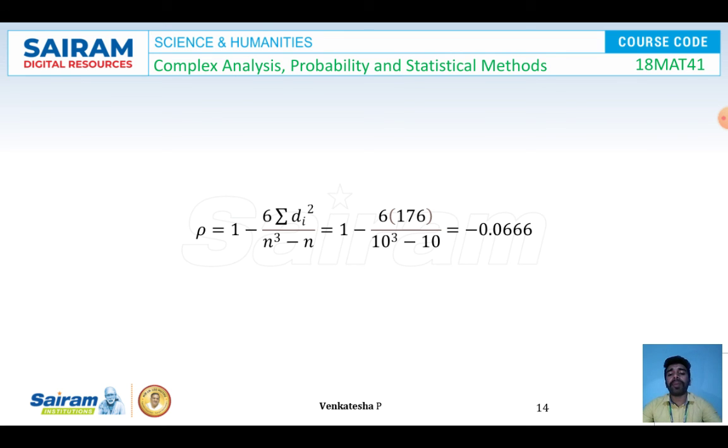So now take the formula. It is given by rho is equal to 1 minus 6 summation di square by n cube minus n. It will be equal to 1 minus 6 into 176 by 10 cube minus 10. I got minus 0.066 is the rank correlation coefficient value.